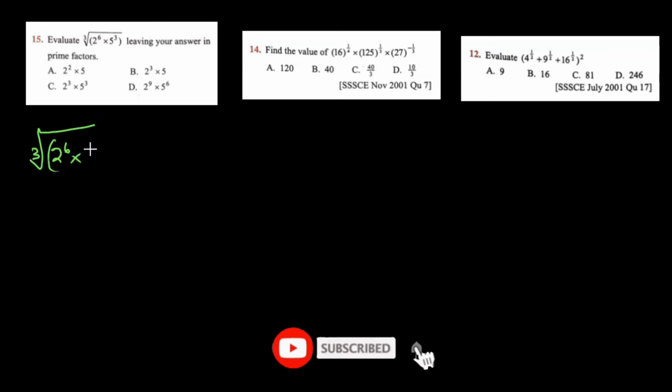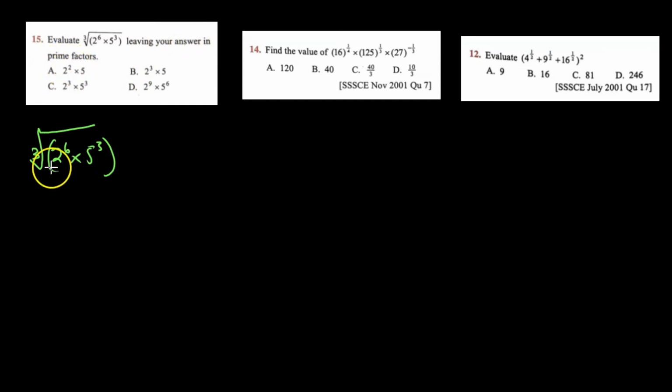So we have: evaluate the cube root of 2 to the power 6 all multiplying 5 to the power 3, and we have been asked to leave our answer in prime factor form. So cube root is the same as raised to the power 1/3. So we have it as 2 to the power 6 multiplying 5 to the power 3, all raised to the power 1/3. Now you have the product of two prime factors all raised to the power 1/3. Therefore, the 1/3 will be affecting the factor 2 to the power 6 separately, and it will also affect 5 to the power 3 separately.